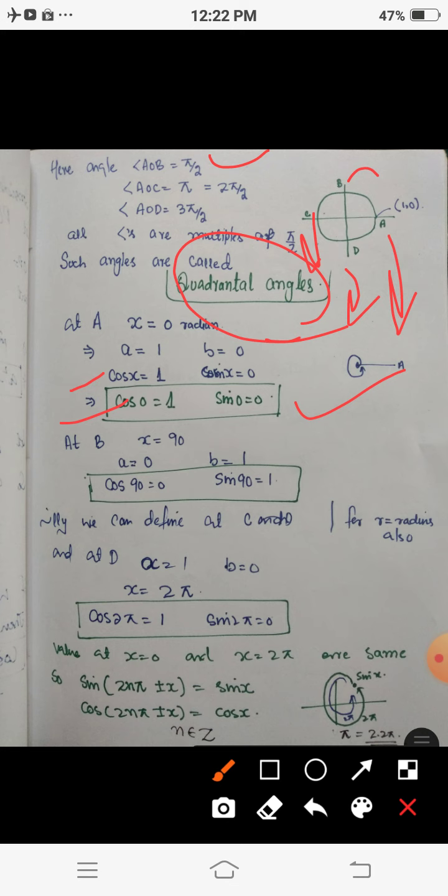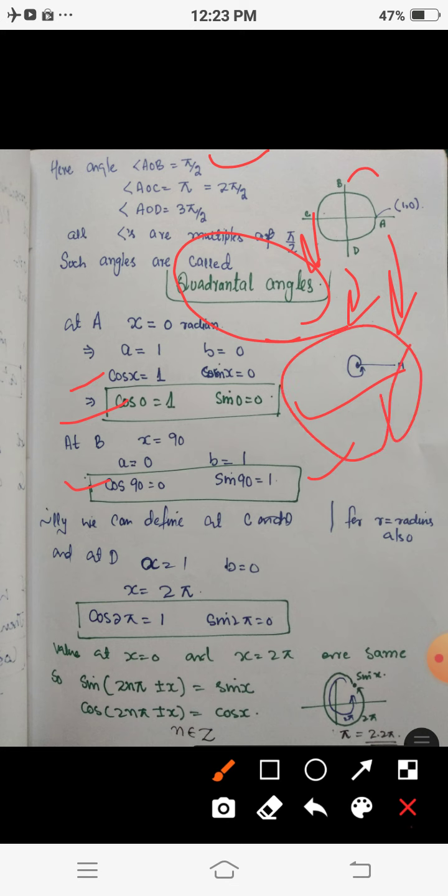Now at B, x is 90, because it is the quadrantal angle, and the coordinates of point B are 0 and 1, which implies that cos 90 is 0 and sin 90 is 1, because a is cos x and b is sin x, while a is 0, b is 1. Similarly, we can define at point C and D also, and at the final point x is 2 pi, because this is a complete angle like this. It's a complete angle.